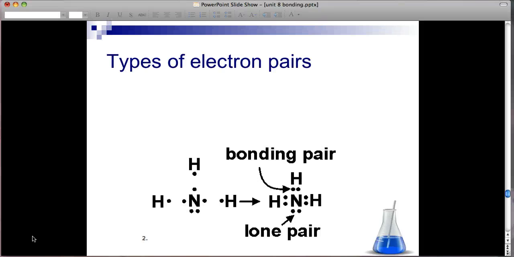Molecular polarity. Here we're going to look at the different types of electrons. Here we have a bonding pair. This is when two electrons are shared between two nonmetals. And then we have a lone pair. This is basically two electrons that are not bonded to anything.